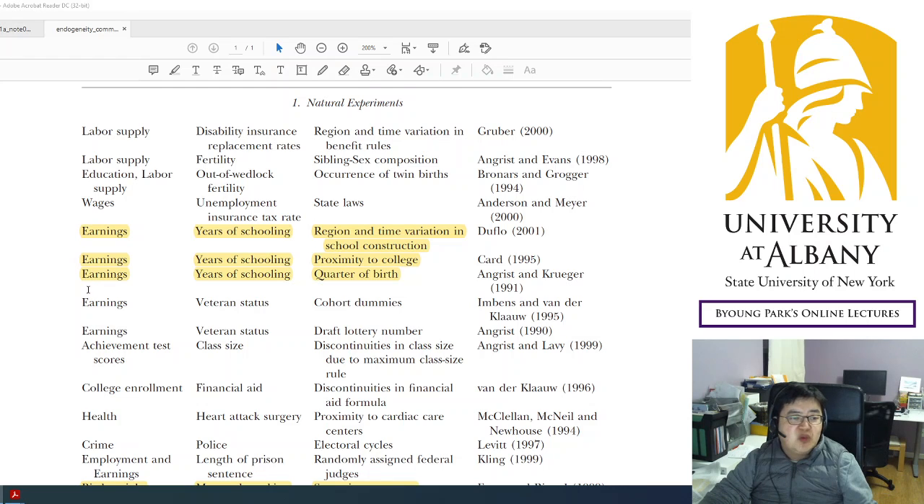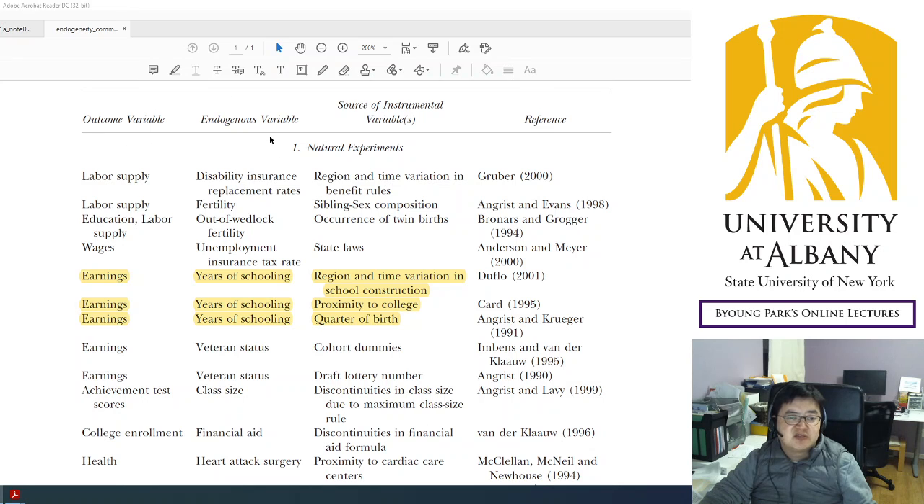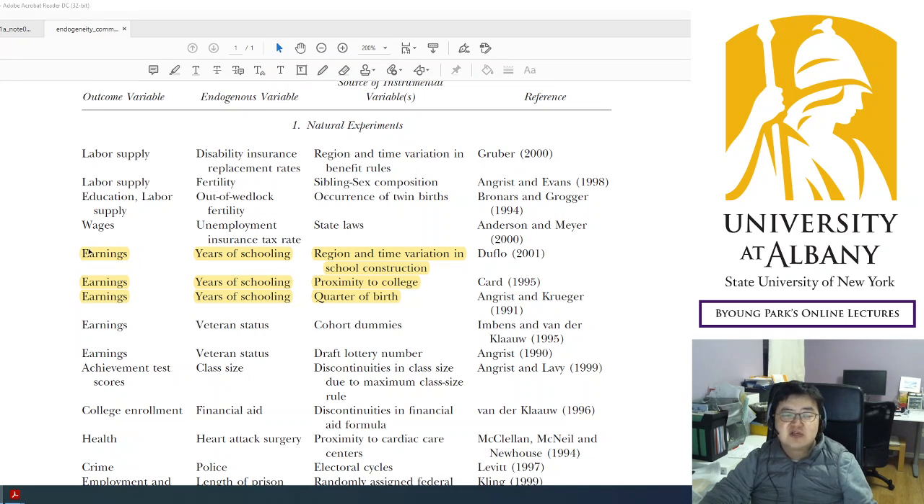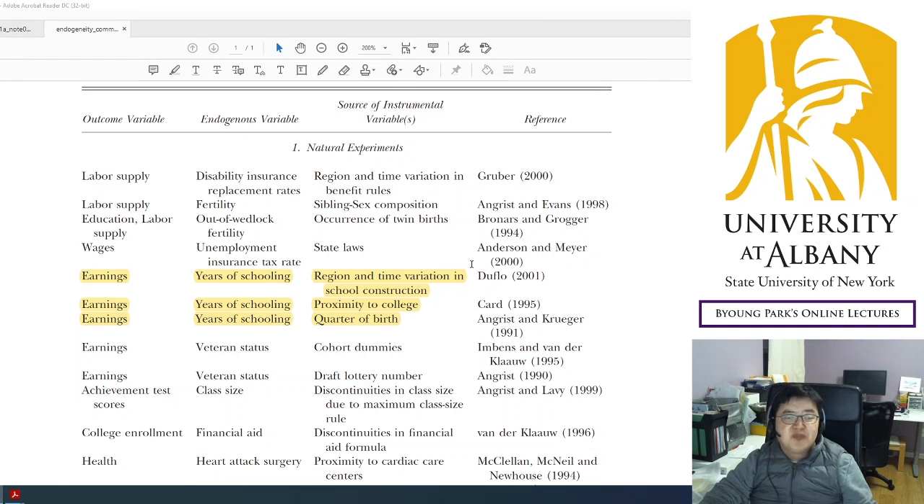First, we would like to think about the relationship between the outcome and the endogenous variable. The dependent variable, the outcome, is earnings. Exactly the example we considered. Years of schooling has some effect on earnings, but certainly years of schooling is endogenous. Then what can we use as the instrument? There are some interesting approaches. Like quarter of birth, which I introduced last time.